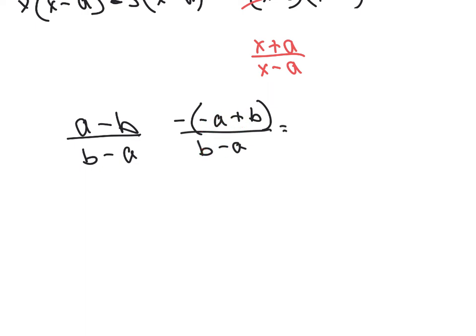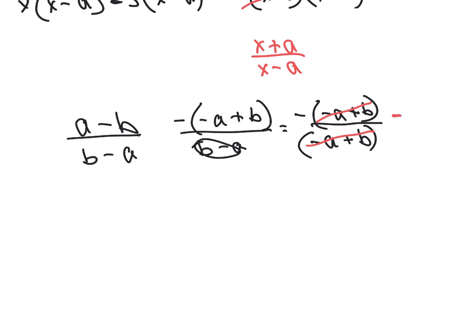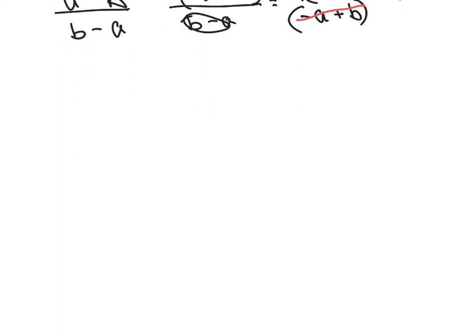But let's flip this around just so you can see. Negative a plus b over, let's flip these around, negative a plus b. Okay, see, they are the same. So that can cancel and that can cancel. But that doesn't give us negative 0. It gives us negative 1. Whenever everything cancels, we always have a 1 there still. So our answer is negative 1.